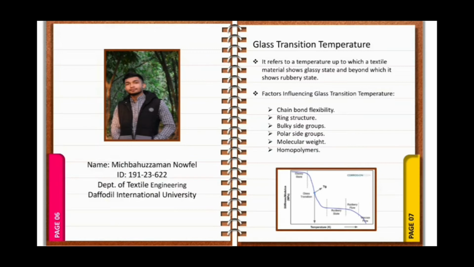Some factors influence glass transition temperature. One of them is that homopolymers show higher glass transition temperature than copolymers. It is raised due to bulky side groups. It is decreased with an increase in chain bond flexibility. In some fibers, we can see the glass transition temperatures. Like if we see polyester, the glass transition temperature is 69.